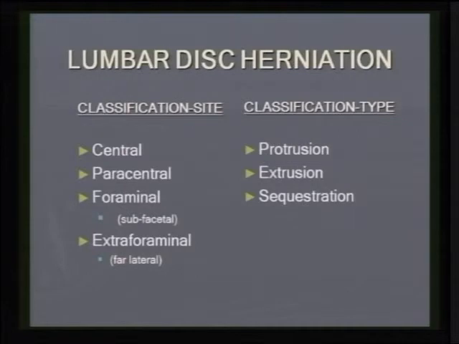Classification of disc hernias is both on site and type. So we have four zones in the axial plane around the disc that we talk about: central, paracentral, foraminal, or subfacetal when it's actually within the foramen, or extraforaminal or far lateral when the disc prolapse is lateral to the foramen. And the prolapse can be classified further in terms of its extent into a protrusion, extrusion, or a sequestration.